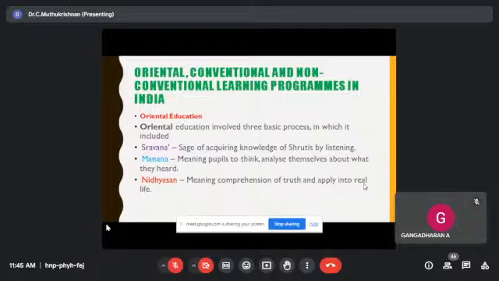So this is another title. What we have to study in that particular area is what is meant by Oriental education. Oriental education involves three basic processes: Sravana, Manana, Nidhyasan. What is meant by Sravana? Sravana means a stage of acquiring the knowledge of Shrutis by listening.